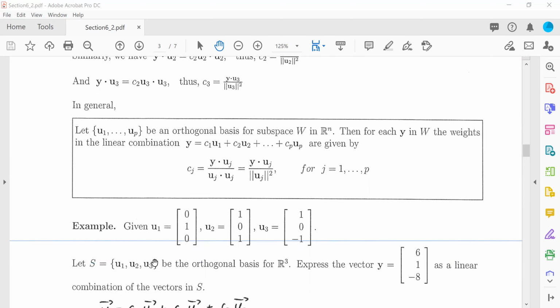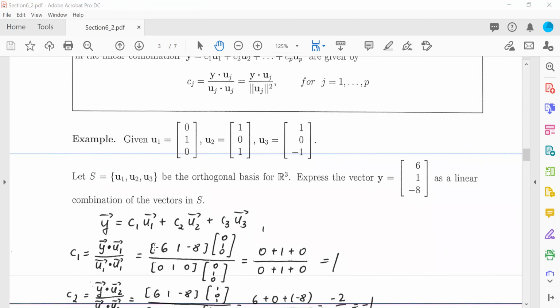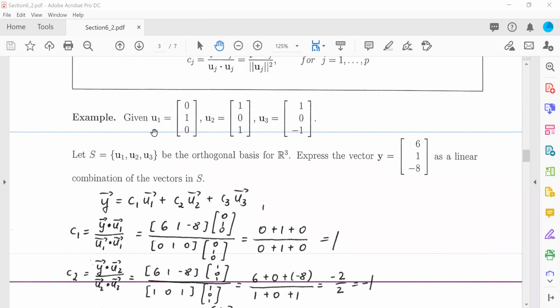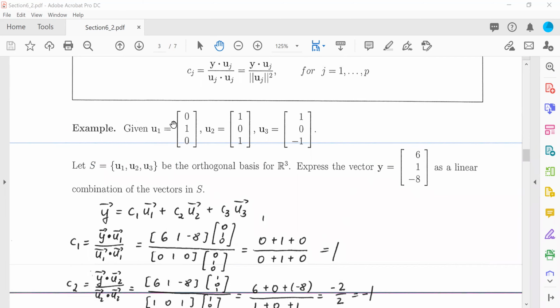And here is an example. So we are given the vectors u1, u2, and u3, and we claim that it's an orthogonal basis for R3. Now write this vector y as a linear combination of vectors from that S. So y would be equal to some number c1 u1 plus c2 u2 plus c3 u3.